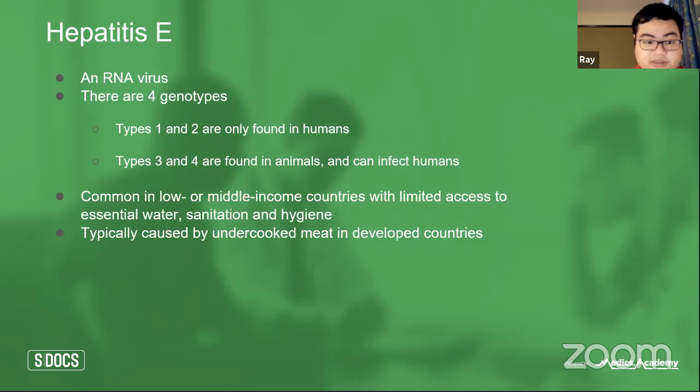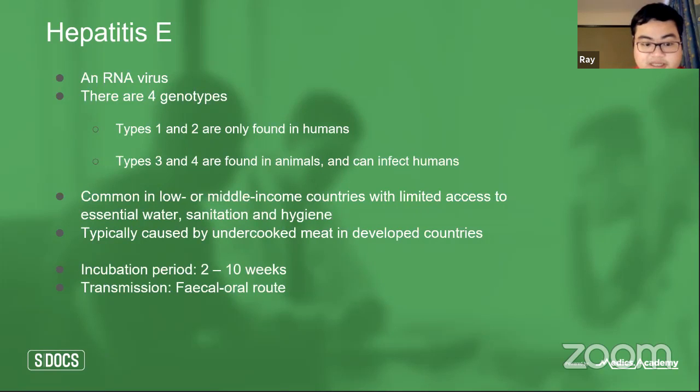So they're common. Hepatitis E is more common in lower middle income countries with limited access to essential water, sanitation, or hygiene. And in terms of developed countries, it's typically caused by undercooked meats, okay? So undercooked pork, mostly. The incubation period is 2 to 10 weeks, and the transmission is fecal oral route, okay, just like hepatitis A. And the way to remember is that because fecal is spelled with F-A-E, A-E, so hepatitis A and E are spread by the fecal oral route, okay?